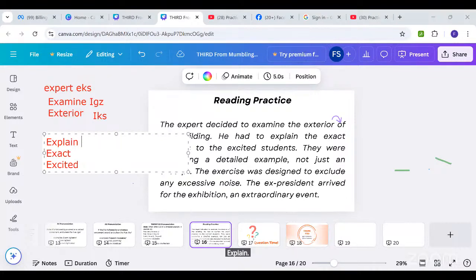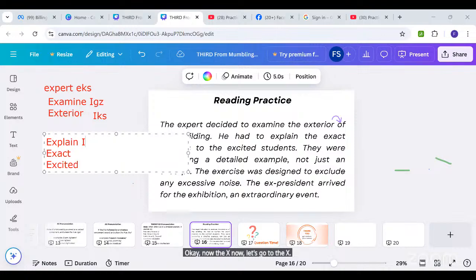So the E sounds A or E. The E should sound A because we are not stressing it. If we are not stressing the E, it should sound A, the way we say letter A. Okay, now the X. Let's go to the X.